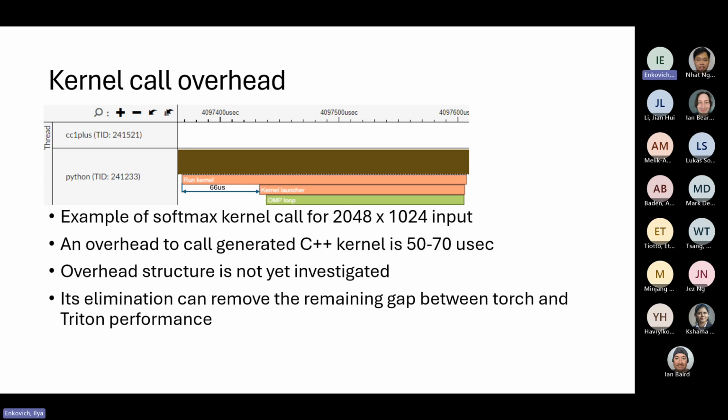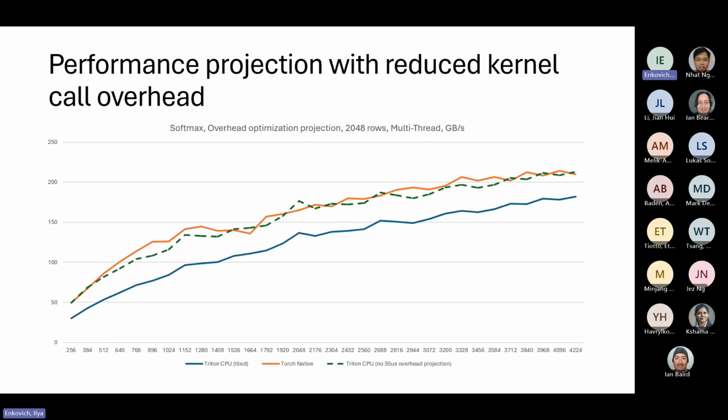And we need to understand what's going on there, why we spend so much time in Python, and try to optimize this out. So if we just pretend that we could beat this overhead, that projected performance would be quite similar to the torch. So here we just pretend that we could reduce this overhead by 55 microseconds, but for now, we don't know if it's actually achievable. That's all from my side.